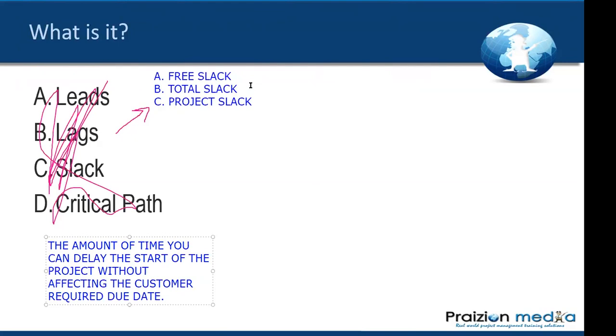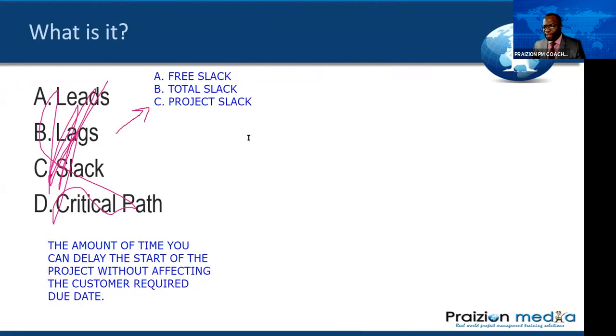Five, four, three, two, and one. Thank you very much. Let us take a look at what we've got, my friends. Here we go. Here are the results. Highly polarized towards C. That is because the answer to this, my friends, is not in the PMBOK guide, but this is talked about in our course. And now you get the pleasure of knowing that project slack is the amount of time you can delay the start of the project without affecting the customer required due date. That is classic project slack.